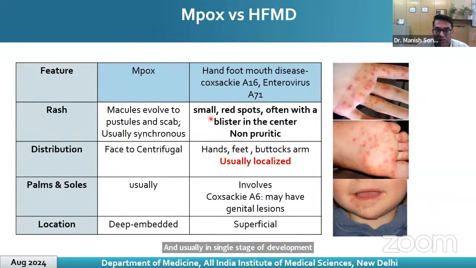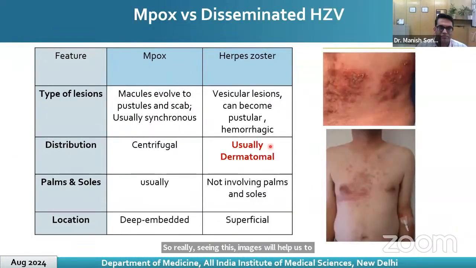Whereas in HFMD, these are small red spots, often with a blister in the center, which is going to cause confusion. And these are non-pruritic, but Mpox may be pruritic, particularly during the later phase of the disease. But the challenge for us healthcare workers, for all of you who are working in the field, is to identify this rash quite early. On day 2, 3, 4, the patient may come to us with this rash, and then we do not have the benefit of knowing the entire course of how the rash has evolved. So really seeing these images will help us to understand and differentiate the various conditions.